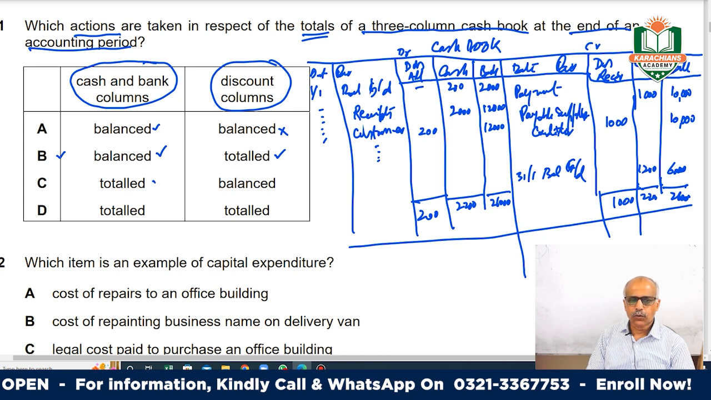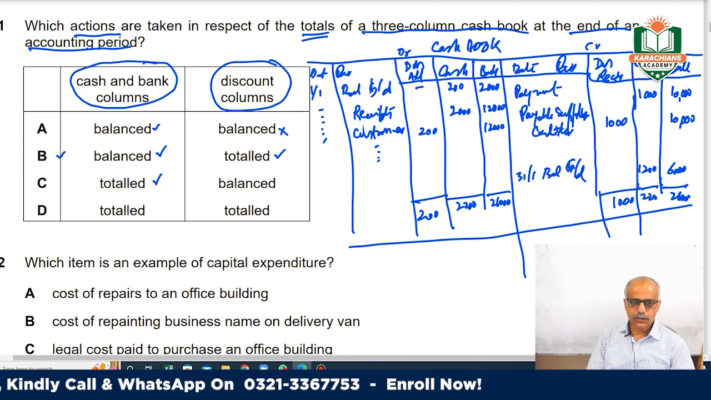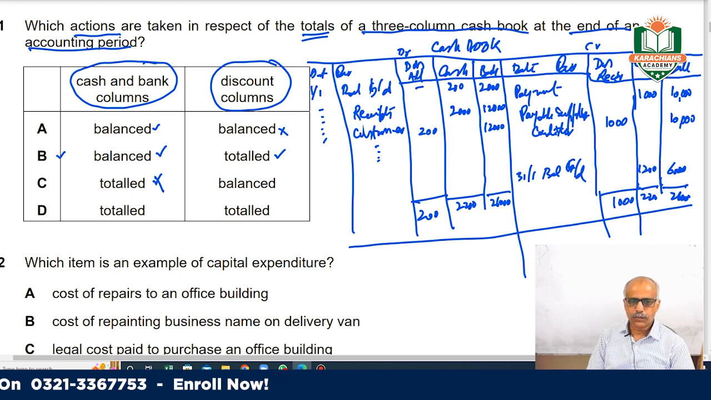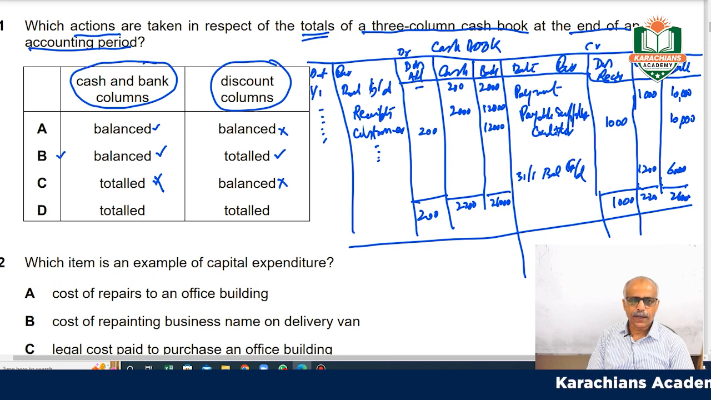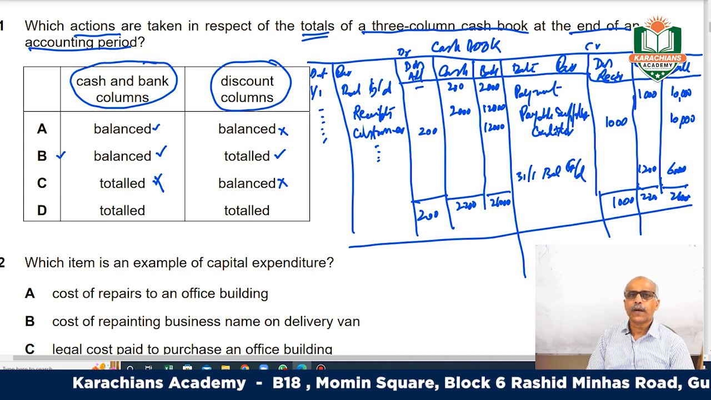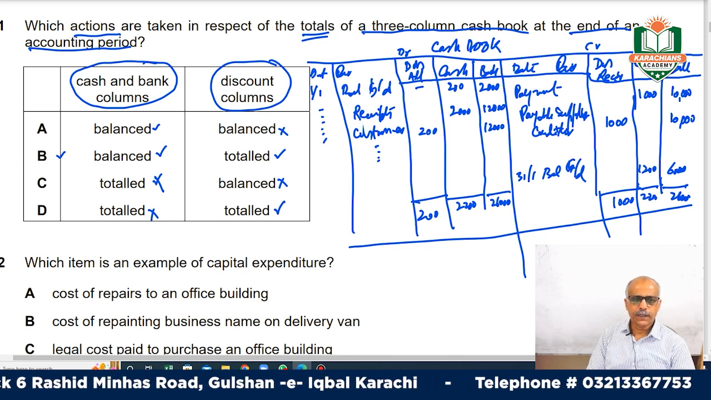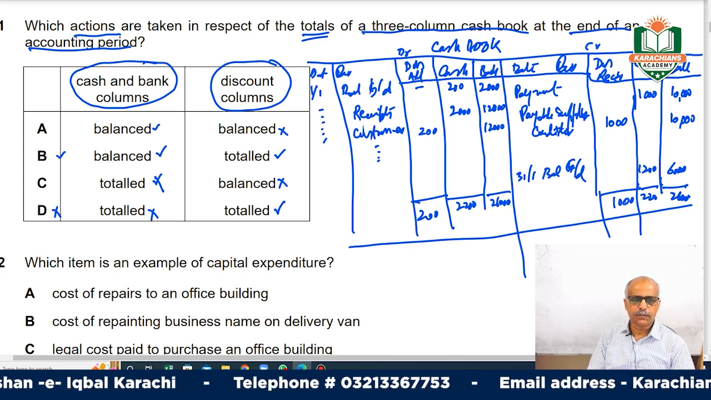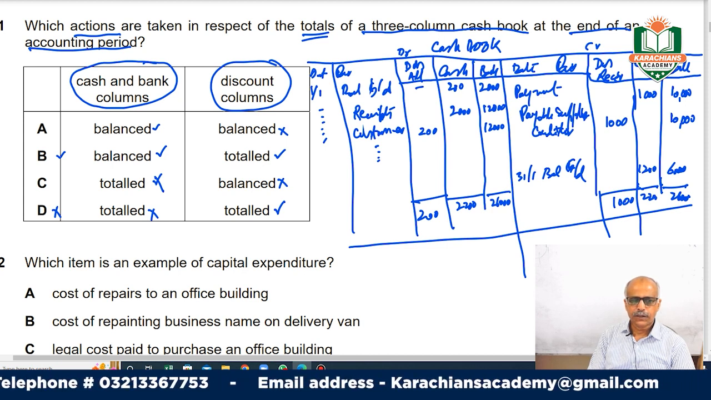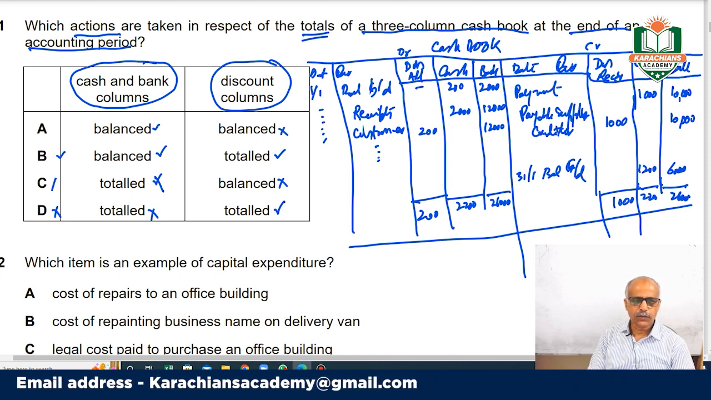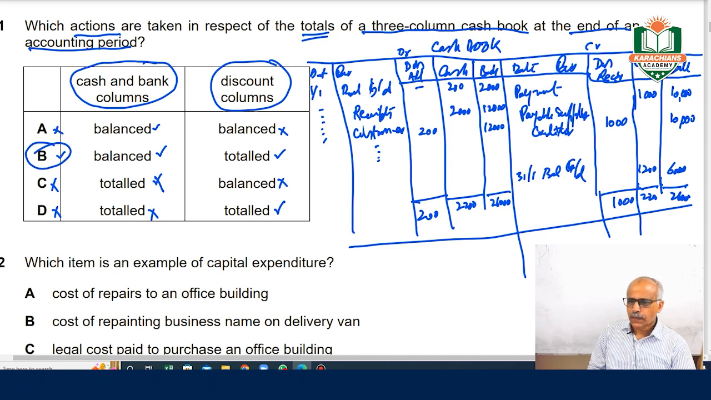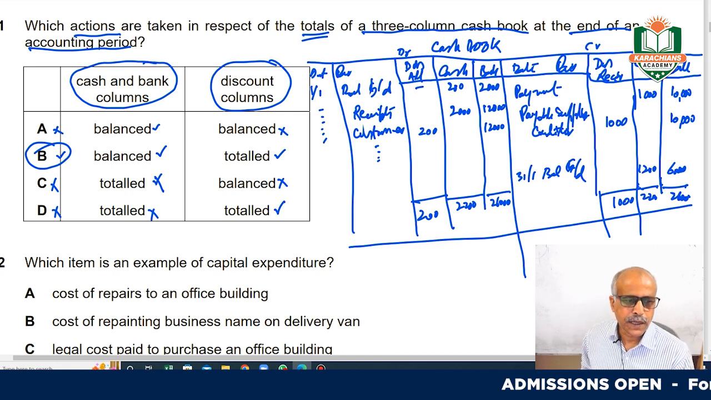Cash and bank columns are totaled? No, this is wrong. Discount column is balanced? This is absolutely wrong. And in D, cash and bank columns are totaled, and they are balanced also, so this is an incomplete answer. Based on this, option D you can ignore, it is incorrect. Both are incorrect, you can ignore them. So B is the very correct answer.